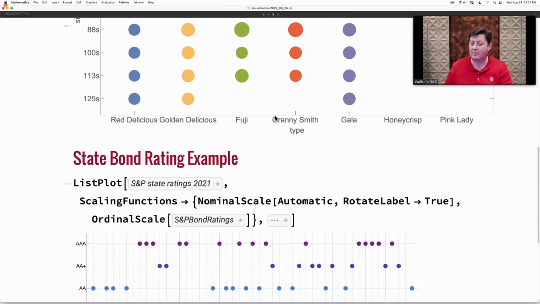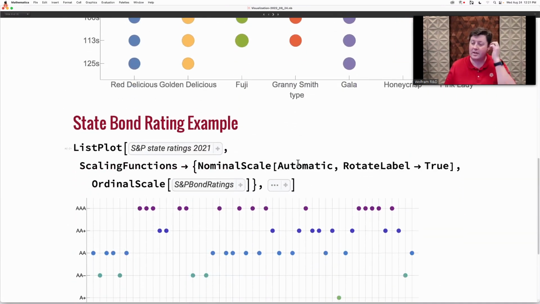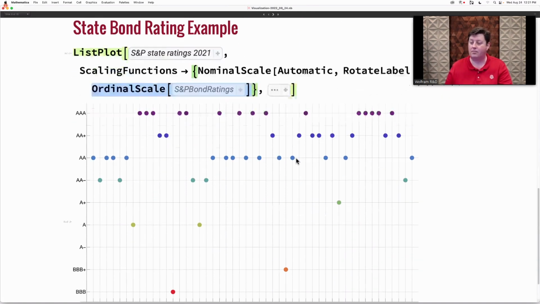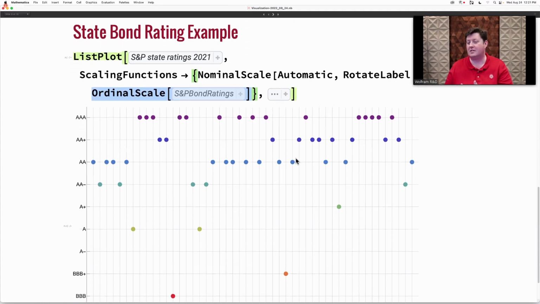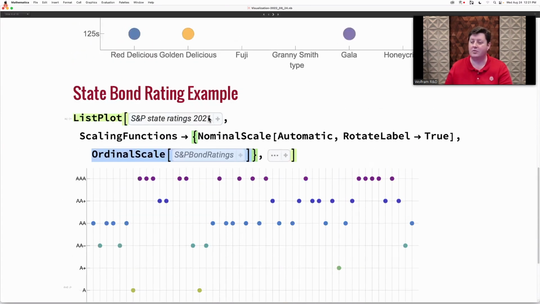The next example I'm going to look at is similar in that we have a nominal scale on the x-axis again, and it has an ordinal scale on the y-axis. And this is S&P bond ratings for each of the states as of sometime last year. I'm wondering if the data actually got updated earlier this year, so that might be a little bit out of date in the labeling of that iconized data.